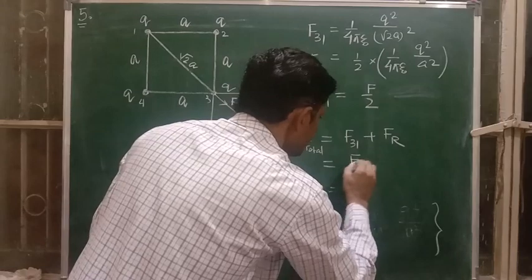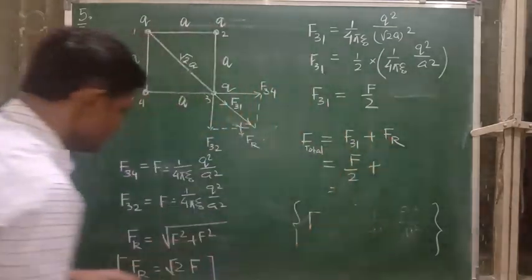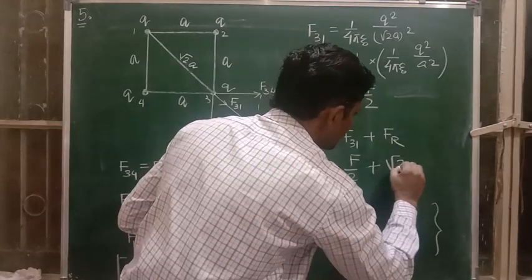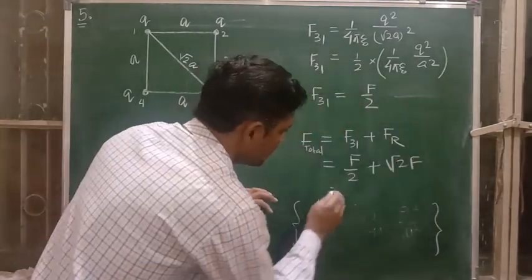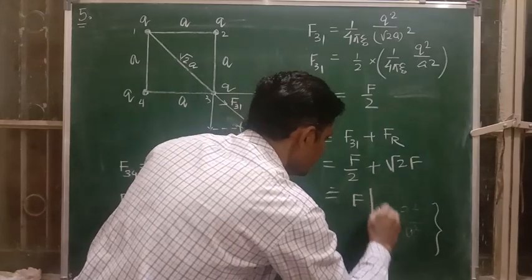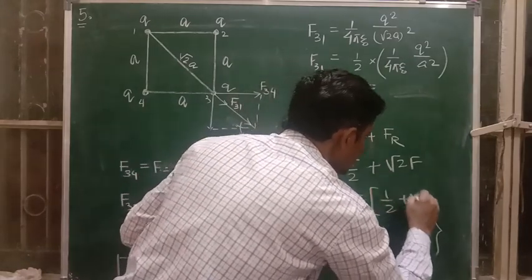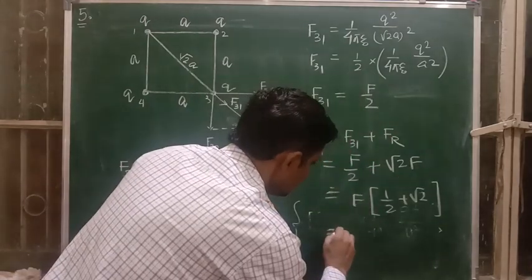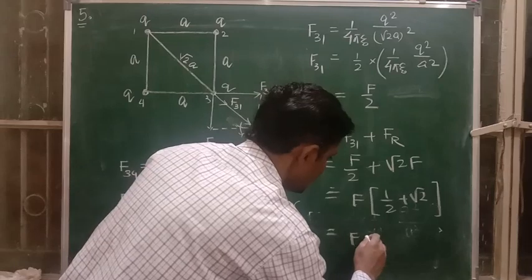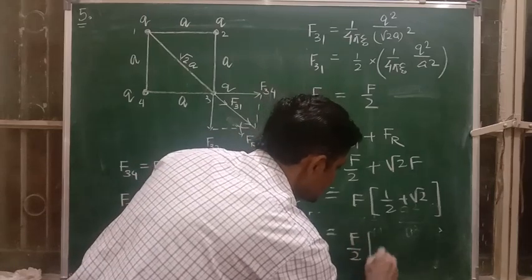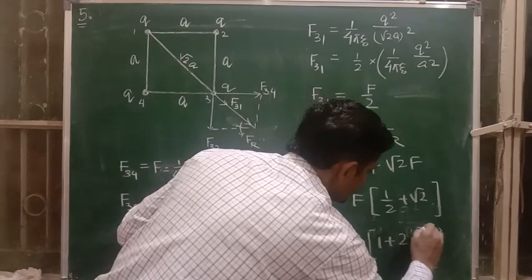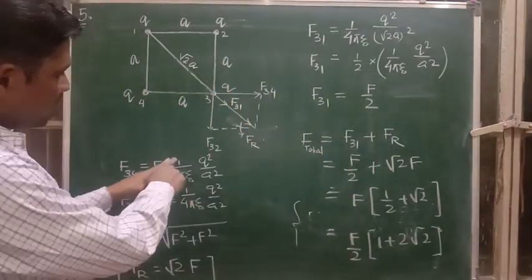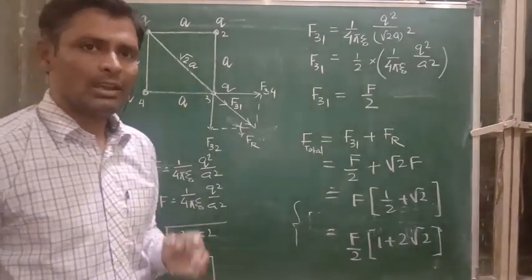So what is F31? It is F by 2, and what is the resulting force of these two forces is root 2 F. So write it root 2 F, take F common, you will get F, and this is 1 by 2 plus root 2. You can solve it further. F by 2, and this is 1 plus 2 root 2. Now you put the value of F from here. F equal to 1 by 4 pi epsilon naught Q square by A square.